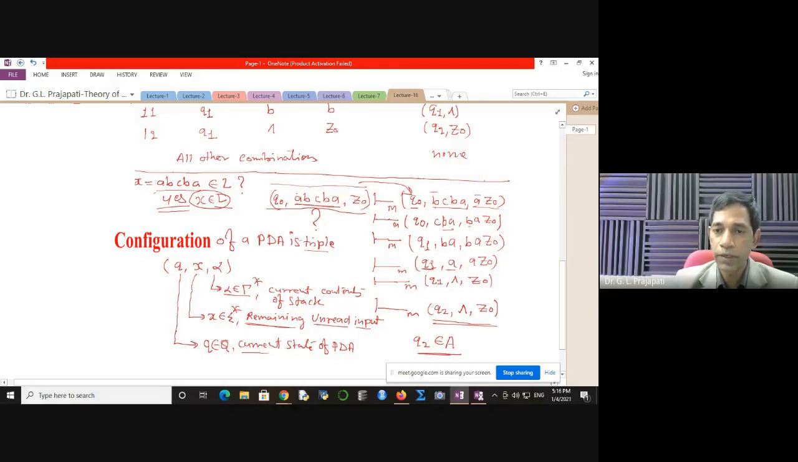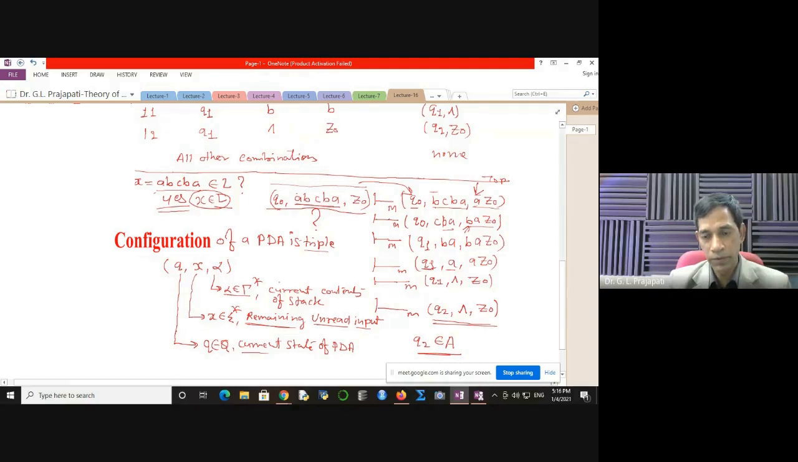This means here you can say this A will be in the top of the stack, and Z0 will be in the next to top. Here B will be in the top of the stack, A will be in the next to top, and Z0 will be in the bottom. So if the leftmost symbol is B, this is the top symbol. So the leftmost symbol corresponds to the top of the stack in the alpha.